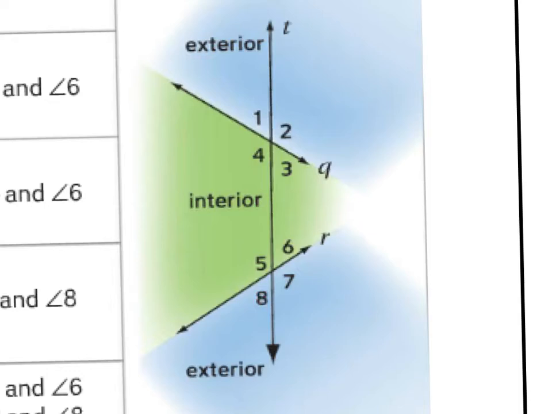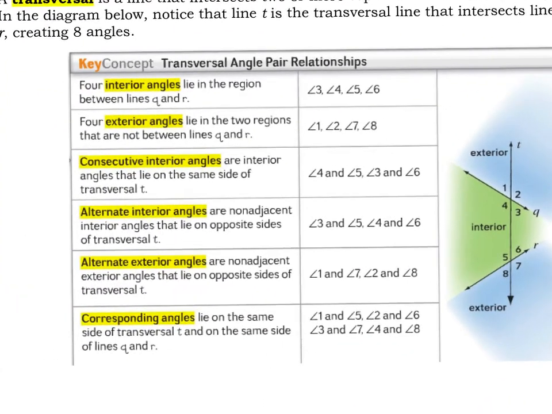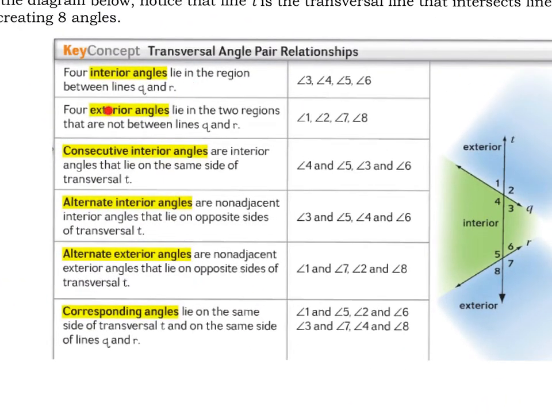Okay, so corresponding has to be on the same side of that transversal, and then it's skipping from outside to inside or inside to outside. But yeah, I think so. Covered interior and exterior, and then yeah, checked off consecutive, alternate, interior, exterior, and corresponding. So yeah, let's get into some examples here.